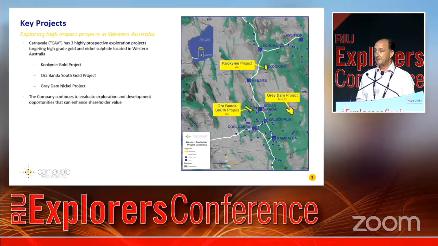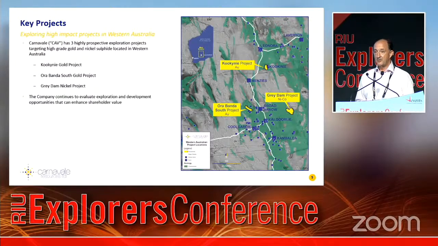We've got 3 projects in WA. It's a good place to be at the moment with COVID, and we're in some pretty famous jurisdictions. We've got gold at Kukani, we've got gold at Orabanda, and we've got a nickel project at Grey Dam, very close to Ardea's project at Emu Lake on similar geology.